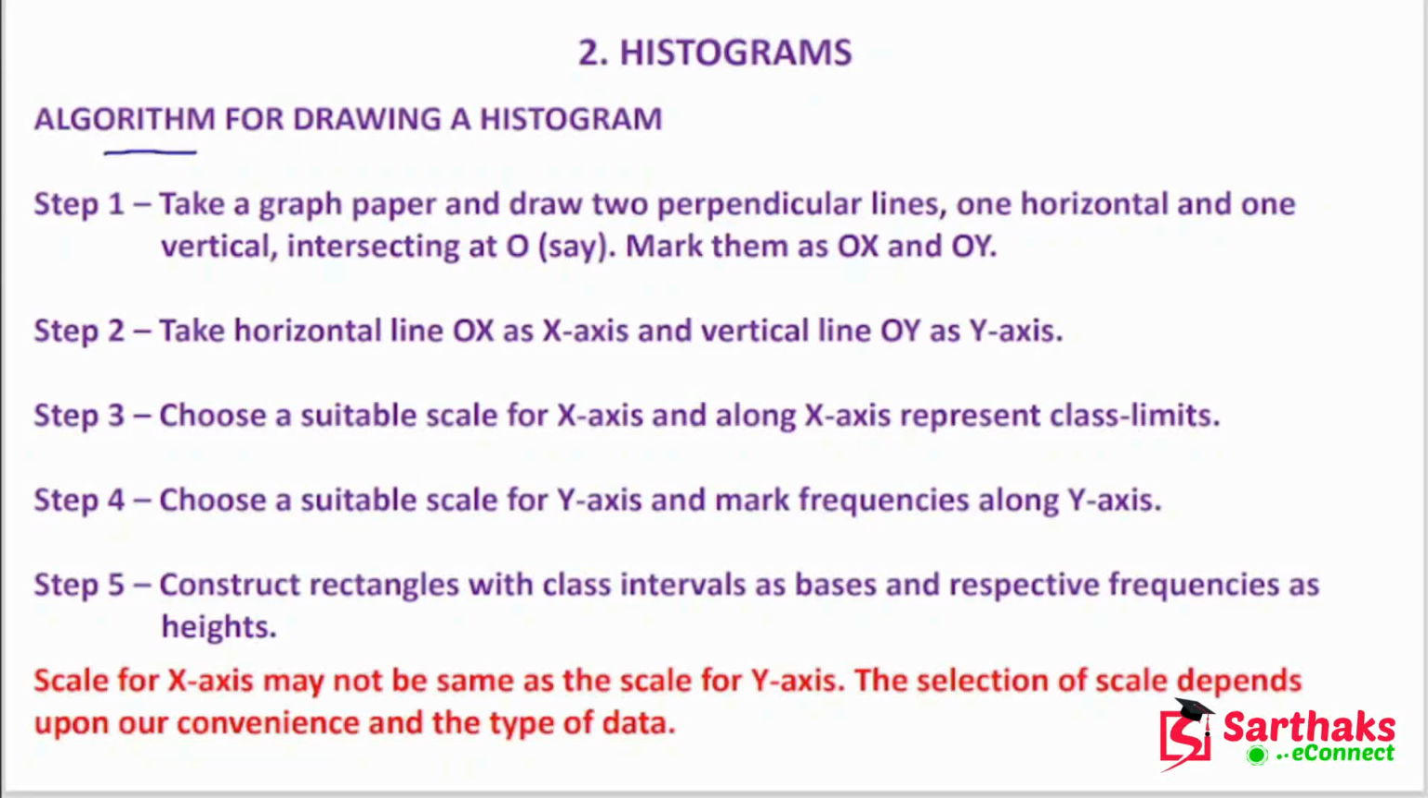Take a graph paper and draw two perpendicular lines, that is the x-axis and y-axis. Take the horizontal line as the x-axis. Choose a suitable scale, that is, 1 centimeter on the graph paper will represent some units. Similarly, on the y-axis it will represent some units according to the frequency. If you have a highest frequency of 100, you should take 1 centimeter equal to 10 units, so that 10 blocks will represent the entire graph. So it is again up to you.